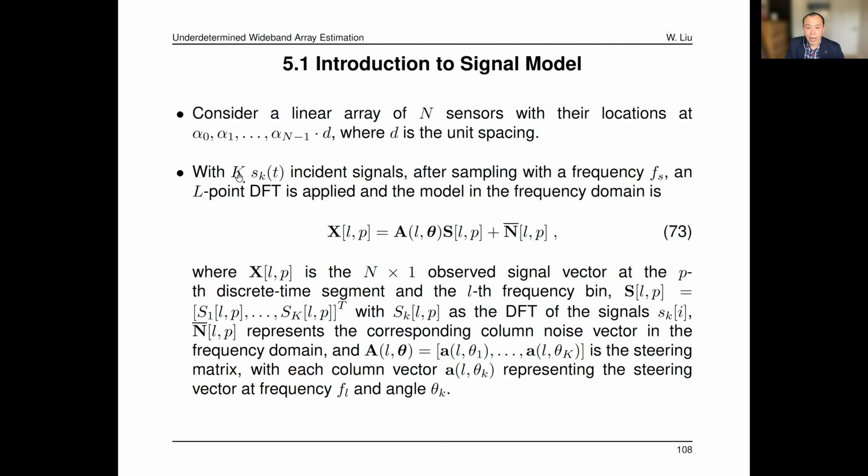And again, we assume K incident signals coming to the array. After sampling with frequency Fs, we can apply an L point DFT: split the data into blocks, each block with a size of big L, and apply the L point DFT to each block. Then you obtain the DFT domain signal model. We have been familiar with this already given the previous section; we have used it several times. Here P is the block index and L is the frequency bin index. This is the steering matrix of the array for frequency bin L, and here is the noise.